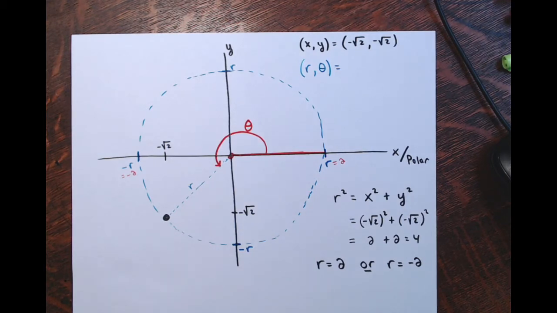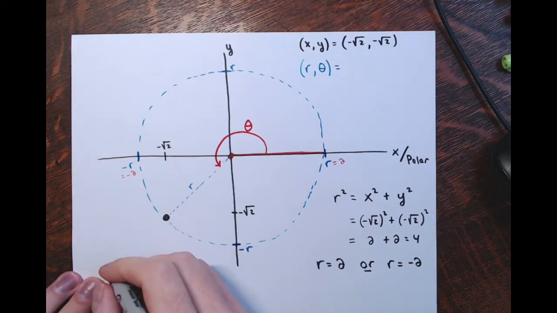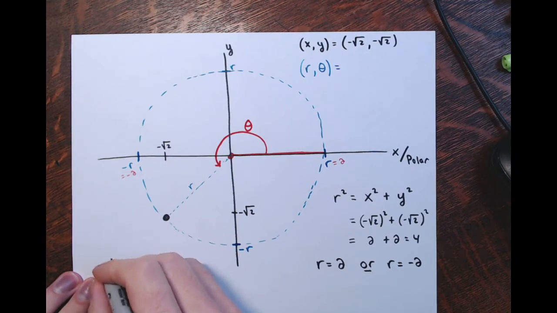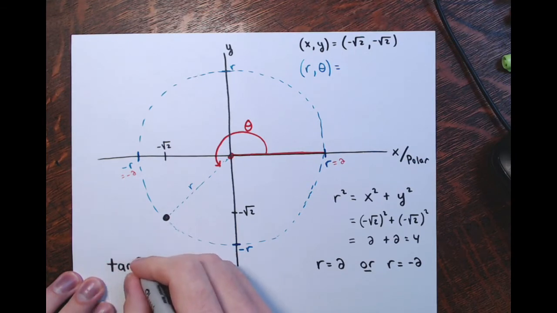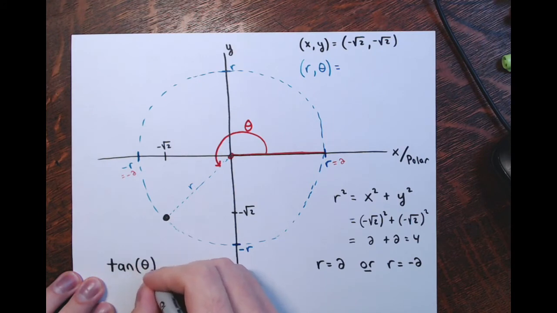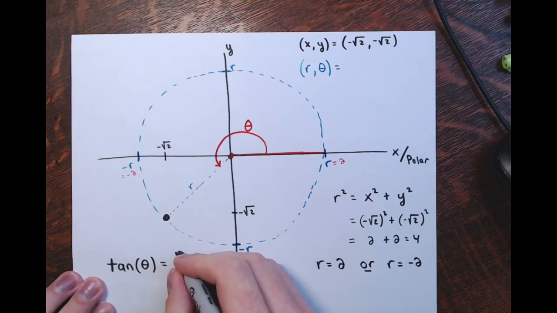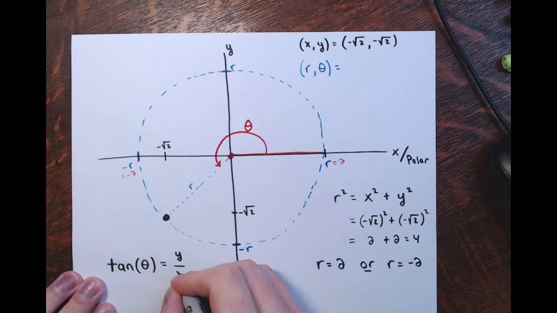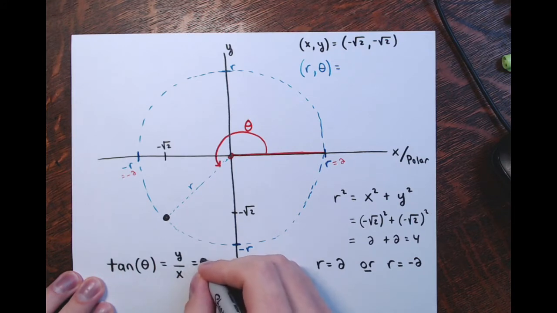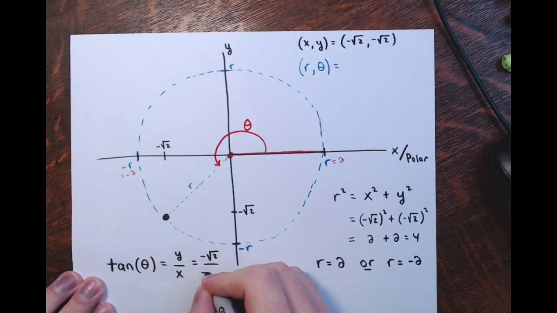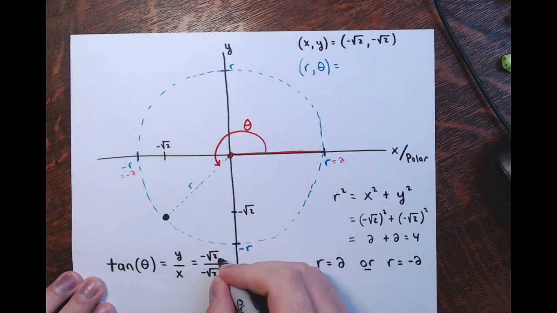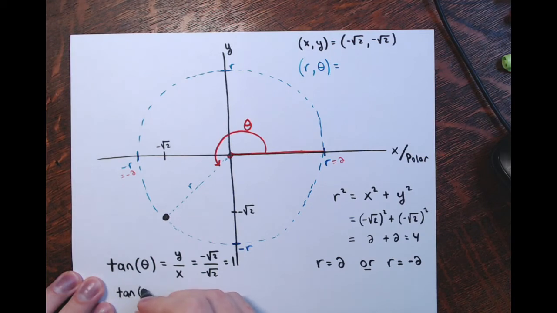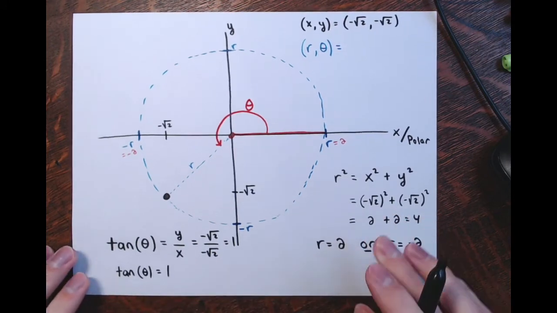Now let's talk about theta. Let's talk about the angle. Now remember that any angle I use has to satisfy this equation. The tangent of whatever angle I choose has to be equivalent to the y-coordinate of my point divided by the x-coordinate. So that'd be negative square root of 2 divided by negative square root of 2. But anything divided by itself is simply 1. So we're looking for solutions to this equation.